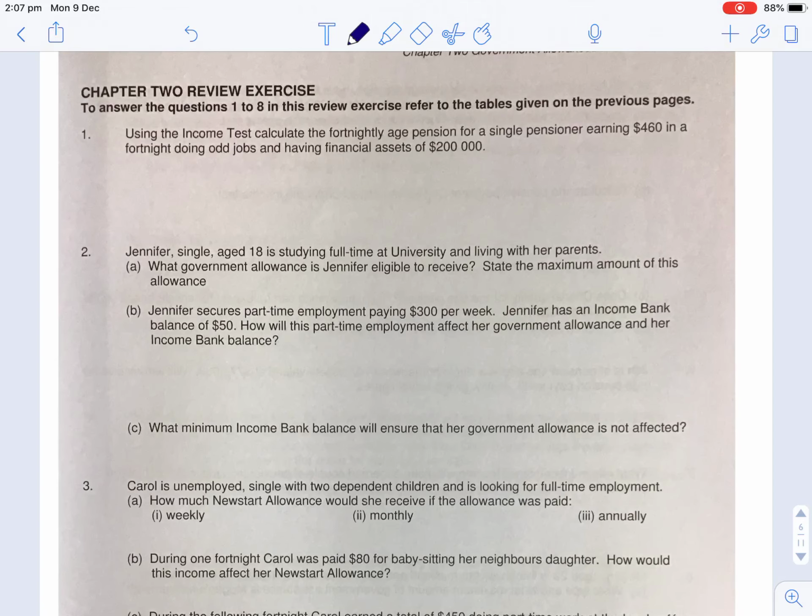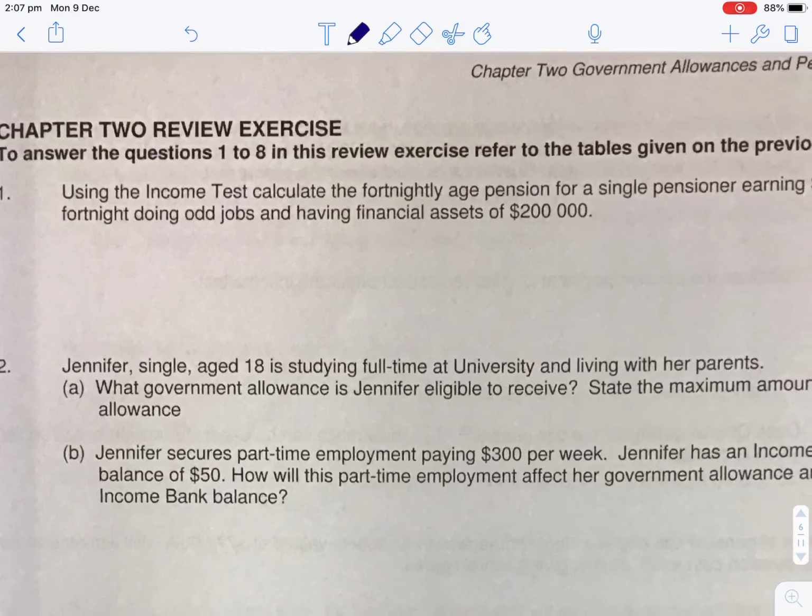Okay, so this is a few more questions on the pensions, the age pensions. The questions are coming from Chapter 2 of the CLUP review exercises. I'm not going to do all of them in this video. I'm just going to do the ones that relate to the pensions because we haven't discussed the other deductions yet, the other allowances yet. So looking at question 1, this was a pension one.